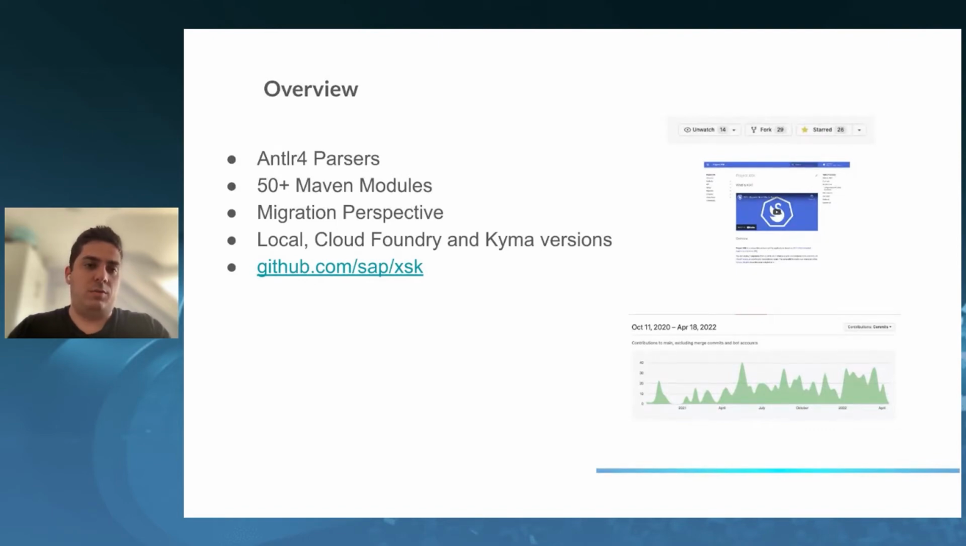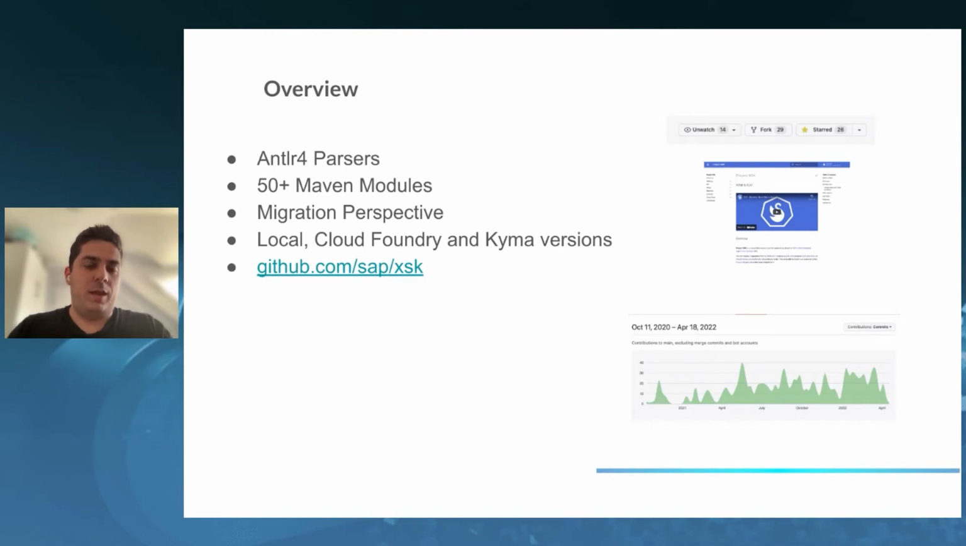And we did that with the grammar that ANTLR 4 is providing. We packaged that into Maven modules. The code can be seen at github.com/SAP/xsk. Again, it is open source. It is under, if I'm not mistaken, the Apache license.